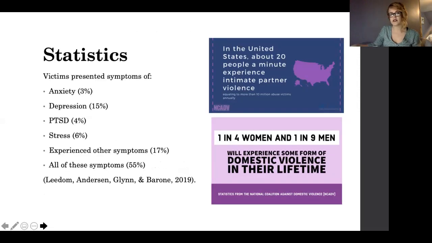So let's talk about statistics. Here we can see on our screen that victims presented symptoms of 3% anxiety, 15% depression, 4% PTSD, 6% stress, 17% experienced other symptoms, and 55% experienced all of these symptoms. So all of these come hand in hand together.